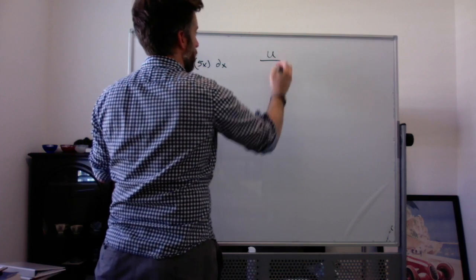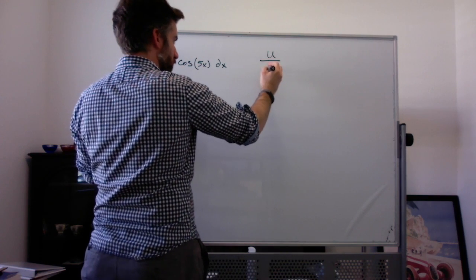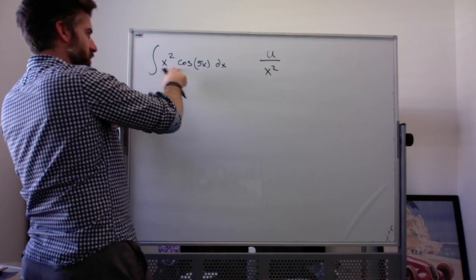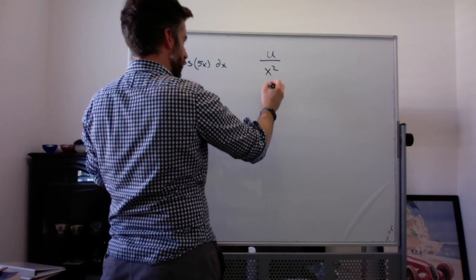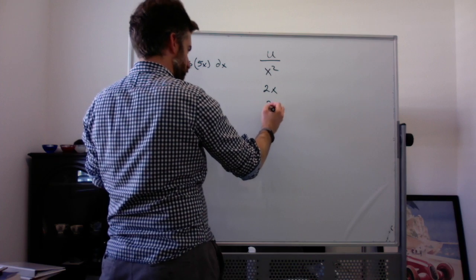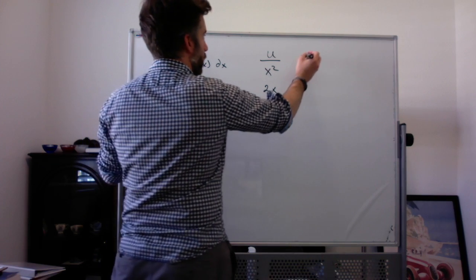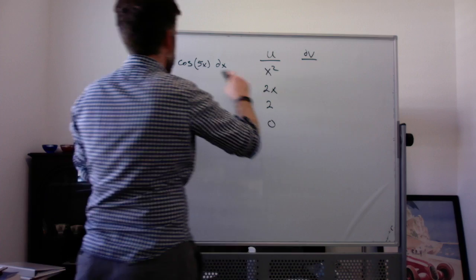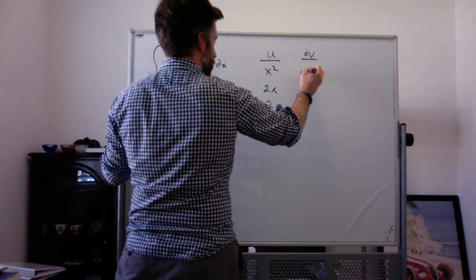I'm going to make my u table. My u is x squared, right? And then the derivative of x squared is 2x. The derivative of 2x is 2. The derivative of 2 is 0. For my dv, I'm starting with cosine of 5x.